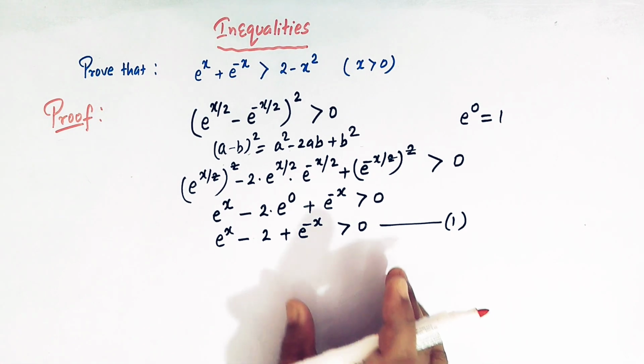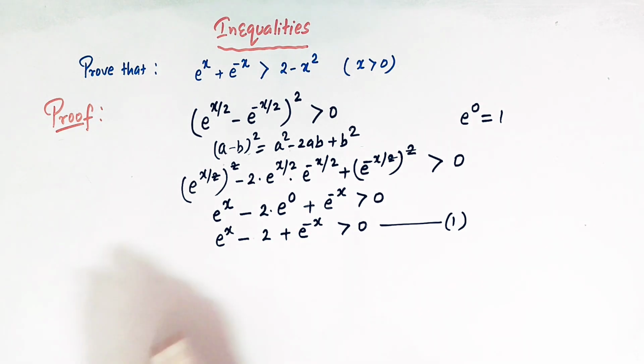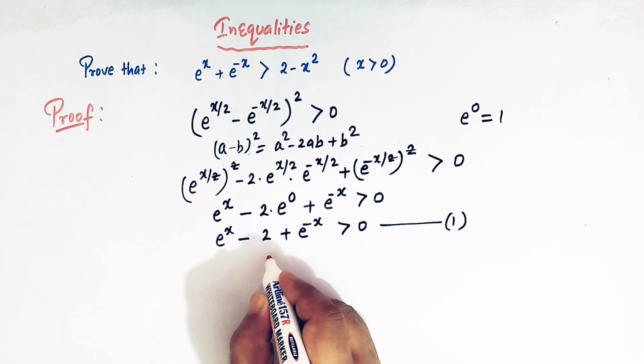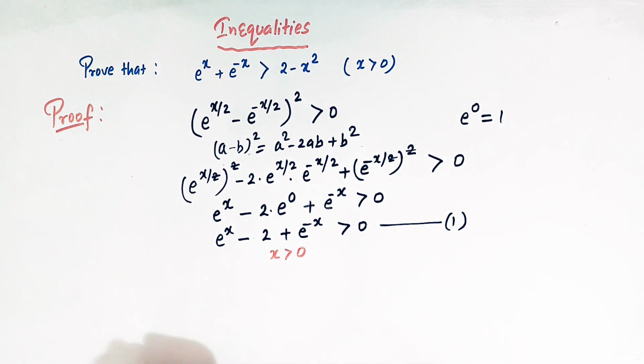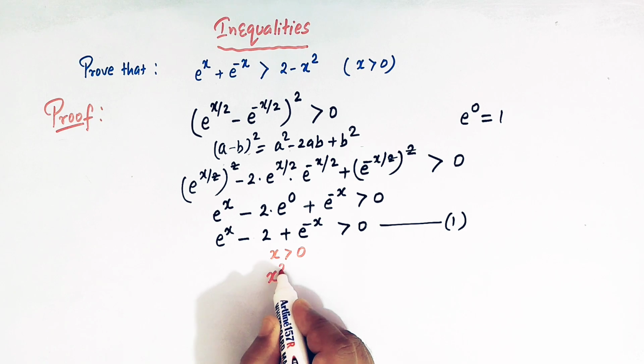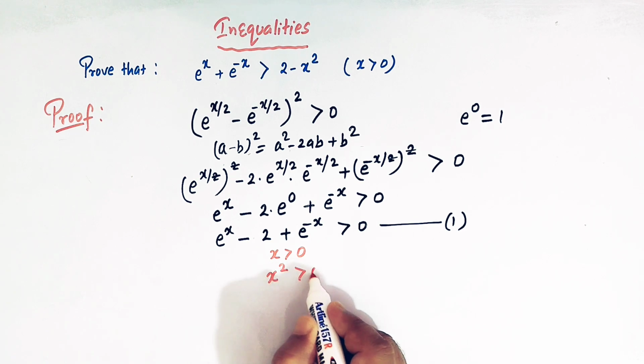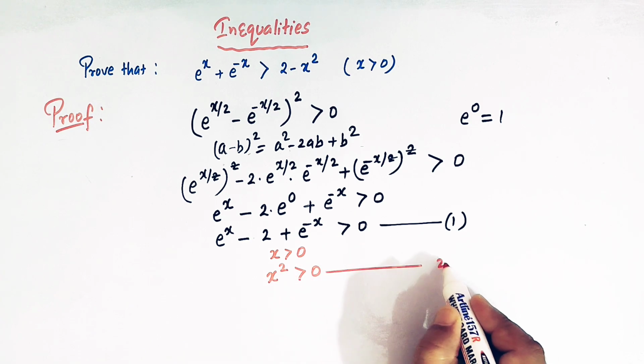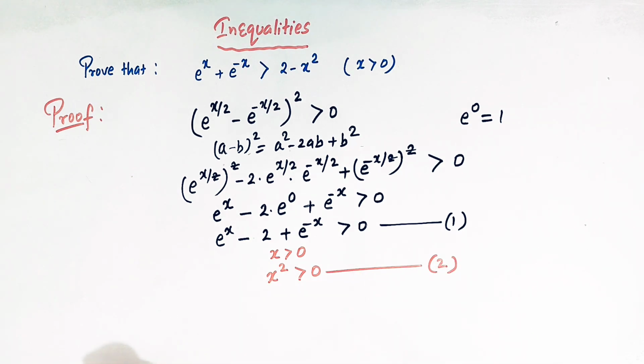Now let us come to the second step. Here x is greater than 0, so we are given x greater than 0. So obviously the square of x must be greater than 0. Now we can take this inequality as inequality number 2.